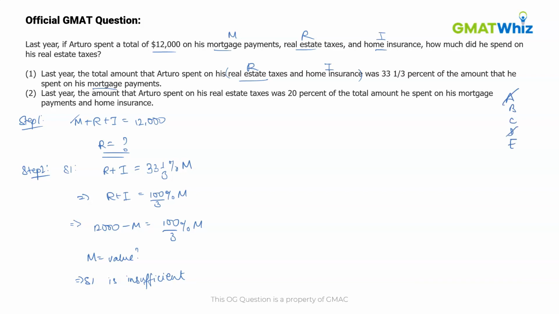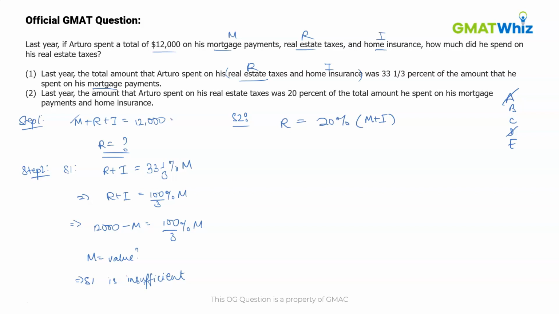We now move on to analyze statement 2. In statement 2 we are given that Arturo's spending on real estate taxes was 20% of the total amount he spent on his mortgage and insurance payment. The total amount he spent on home insurance and mortgage can be written as M plus I, and the amount he spent on real estate taxes was 20% of this amount.